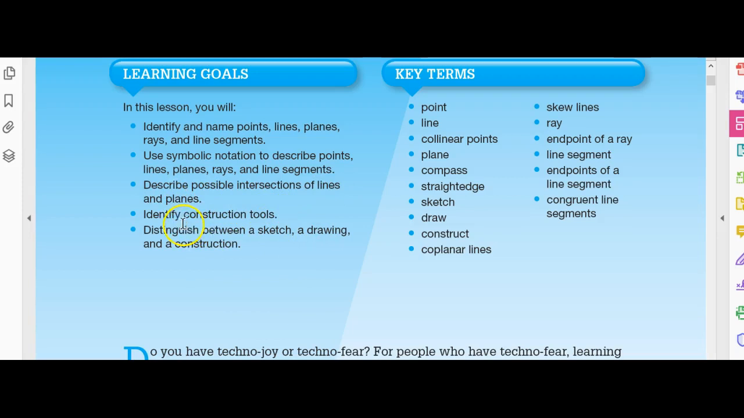Okay, we talked about what the construction tools were, right? And the difference between what's a sketch, drawn with no tools, a drawing where you get to use the measurement tools, and a construction where you only use the compass and the straight edge. So the compass and the straight edge are the construction tools, right? These terms should all be familiar to you, okay?